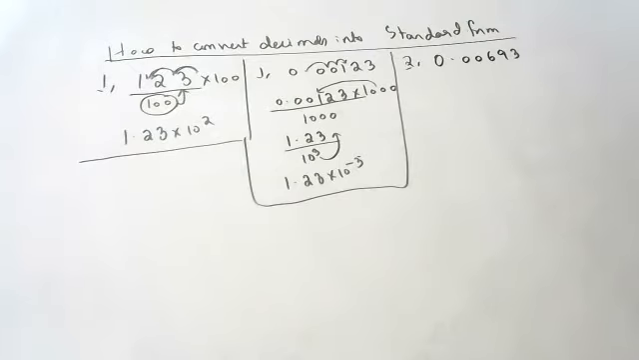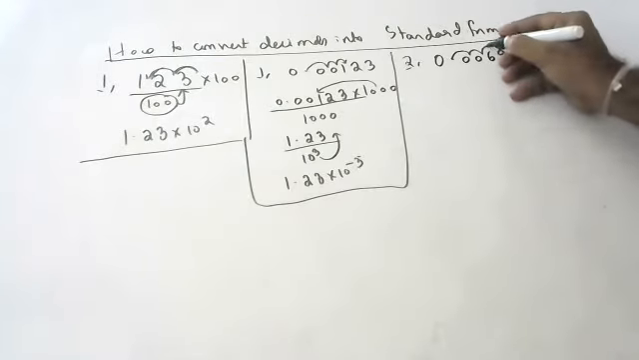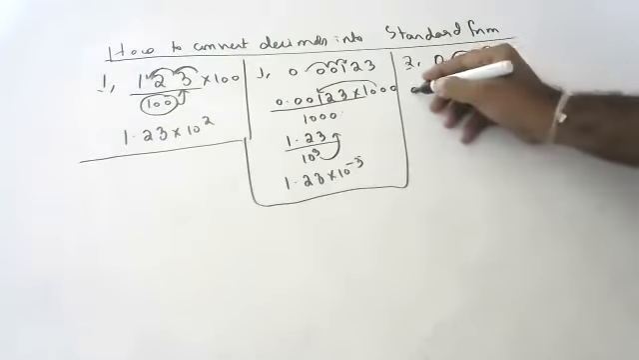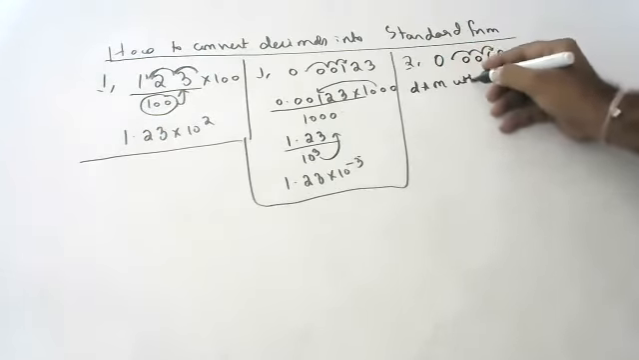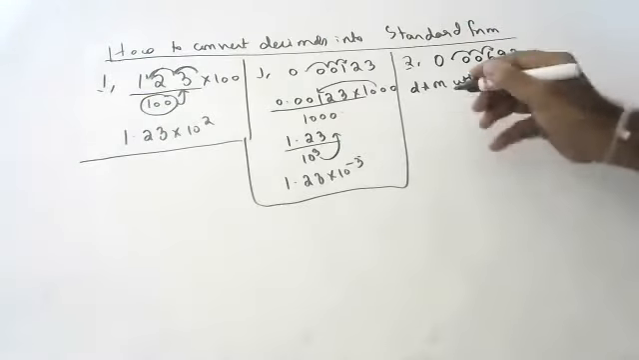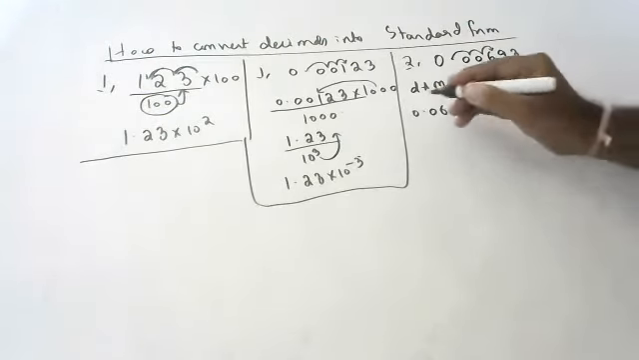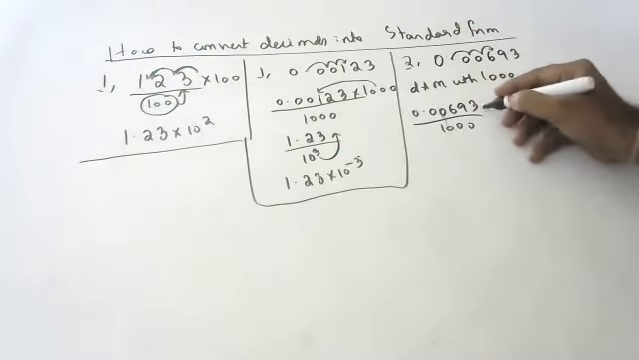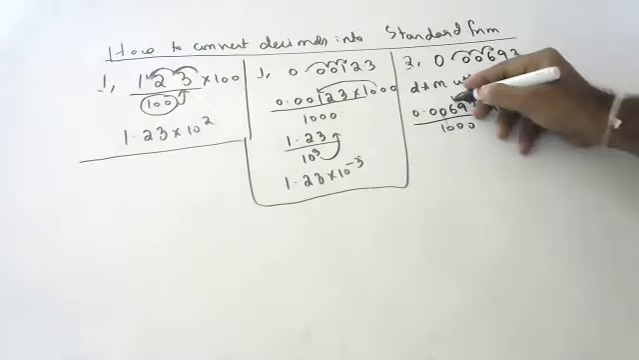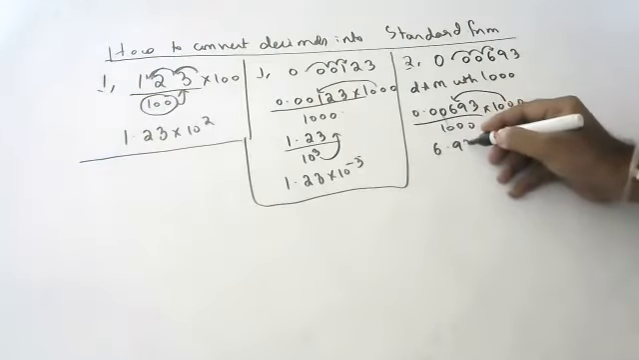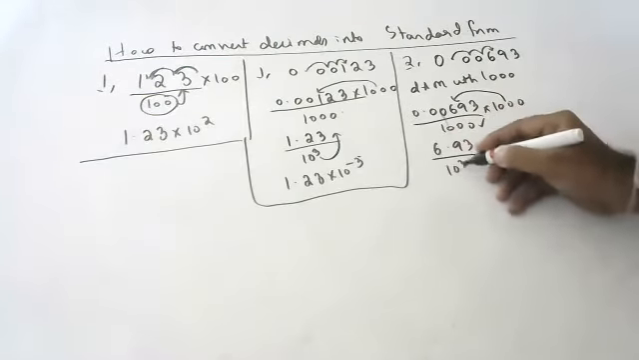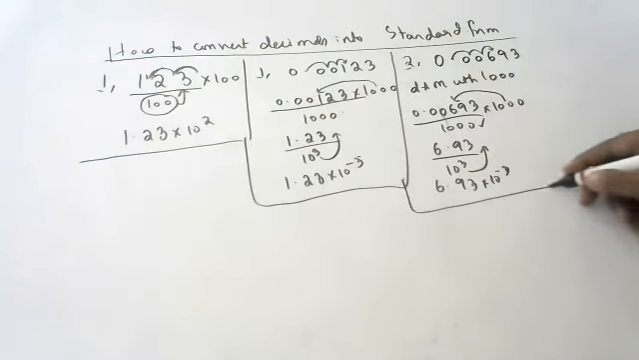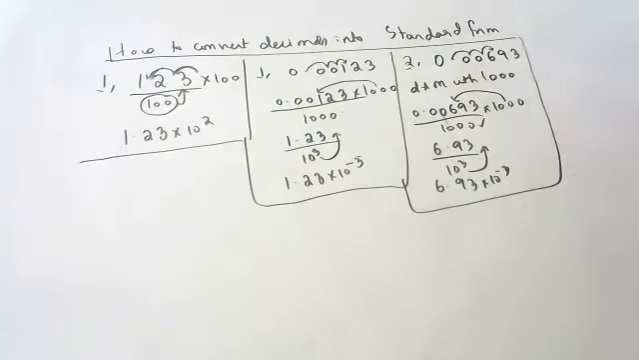0.00693. Okay, children, so the point is moving 1, 2, 3. So it is moving 3 times to put the decimal after the first number. So divide and multiply with what, children? 1000 only, because 3 numbers, 3 zeros. So 0.00693, divide with 1000, multiply with 1000. The numerator we use for putting the decimal. 6.93, and the power of 10 is 3. This comes up as 6.93 into 10 to the power of minus 3, like this. Okay. One more example if you didn't understand.